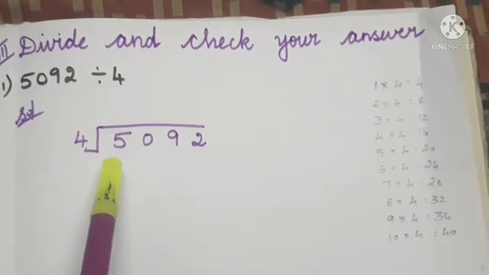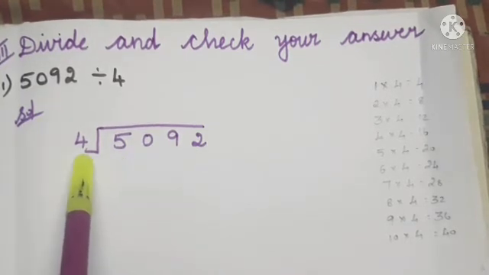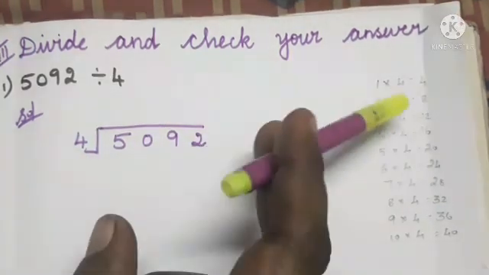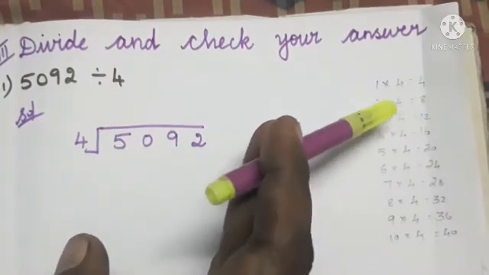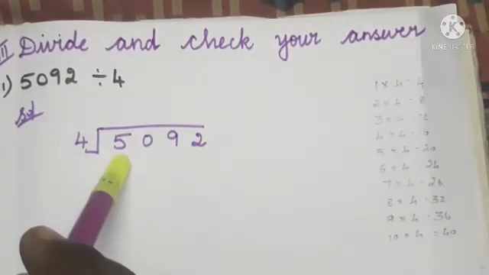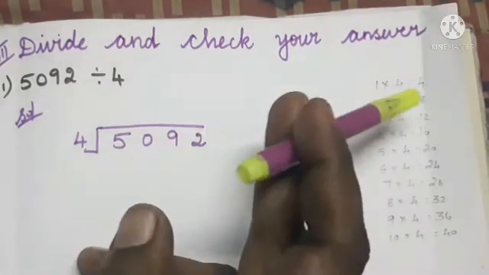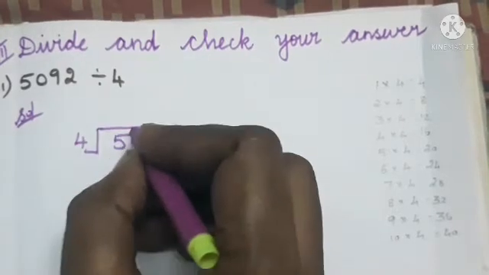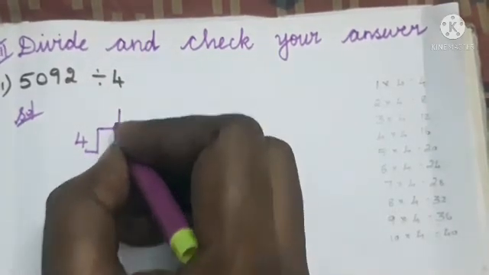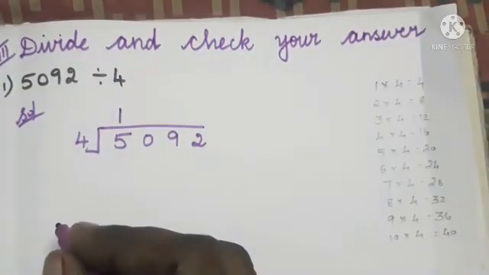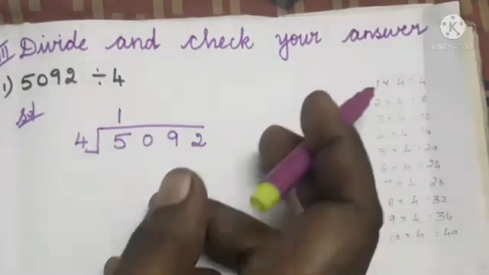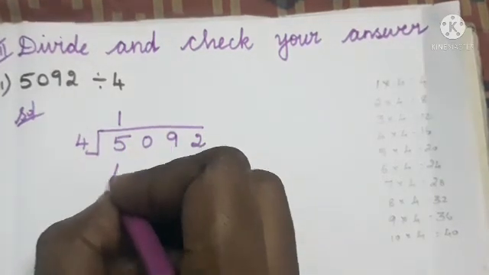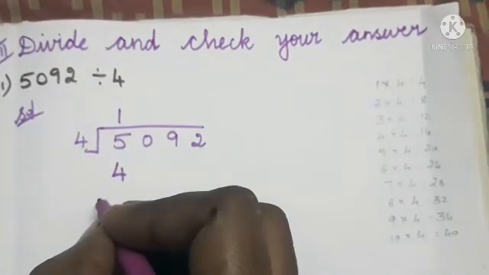In the 5, how many 4s are there? Yes, we have only one time. 1 4 is 4, next 2 4s are 8. 8 is greater than 5, so we write 1 4 is 4. So we write the 1 in the 1000 place of the quotient. 1 into 4 is 4. We write the 4 down below the 5.